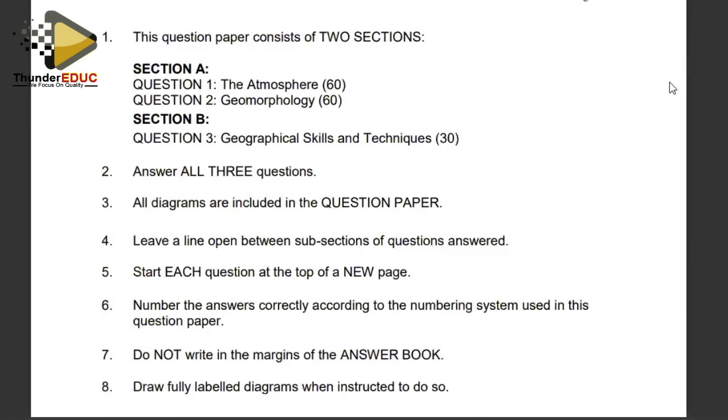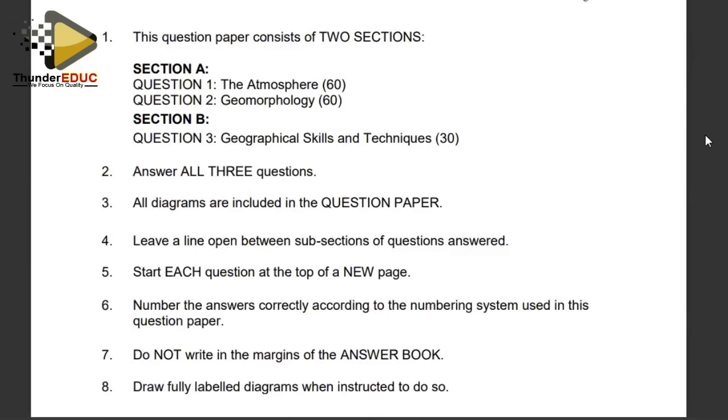So it's question number 1, 60 marks. In question number 2, geomorphology, 60 marks again to make a total of 120 for section A. Then we go on to section B, that is a total of 30 marks. So if we say 60 plus 60, 120 plus 30, that gives us a total of 150.